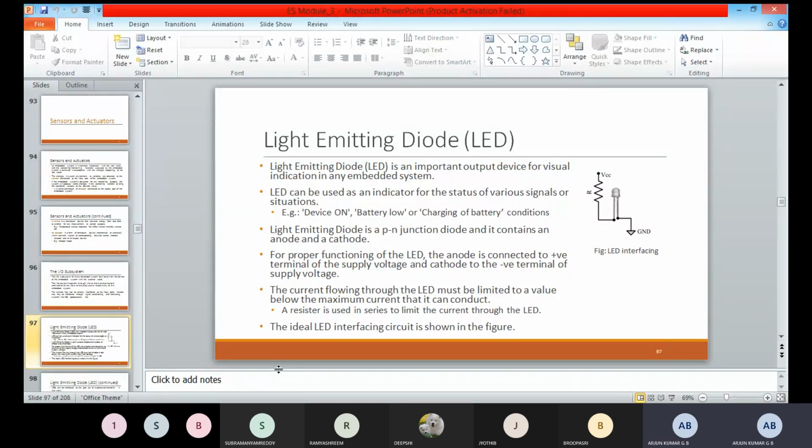There are two terminals, one positive and one negative, that's why anode and cathode. The anode is connected to the positive terminal of the supply voltage, and the cathode is connected to the negative terminal of the supply voltage. You can observe in the figure, the supply VCC is the positive supply voltage, through the resistance they connect it to the anode terminal of the LED, and the cathode terminal will be connected to the ground.